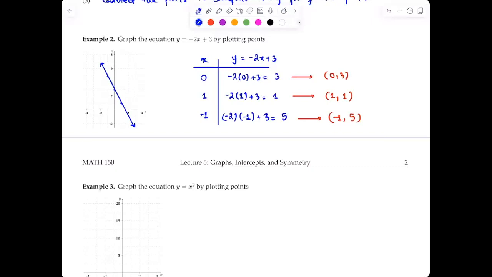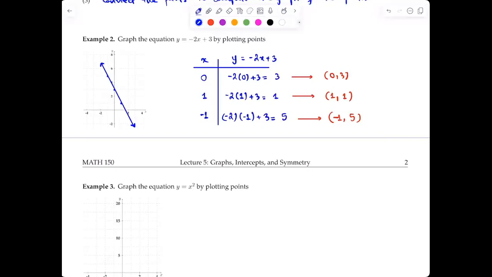Got it? Yeah. Any questions on this, on example 2? No questions, going once, going twice. All right, move on to example 3.